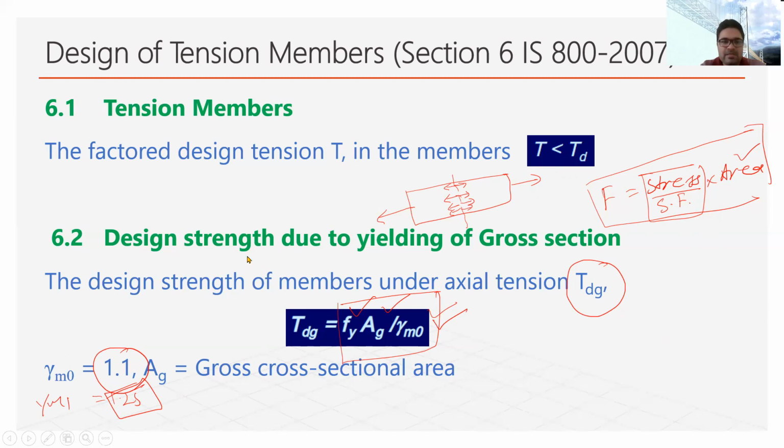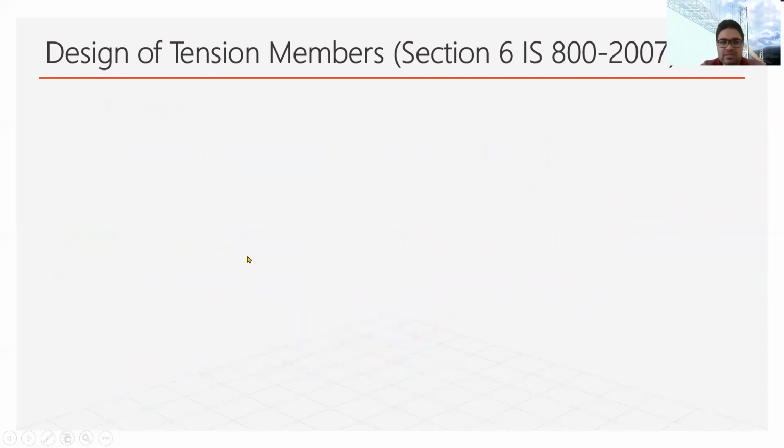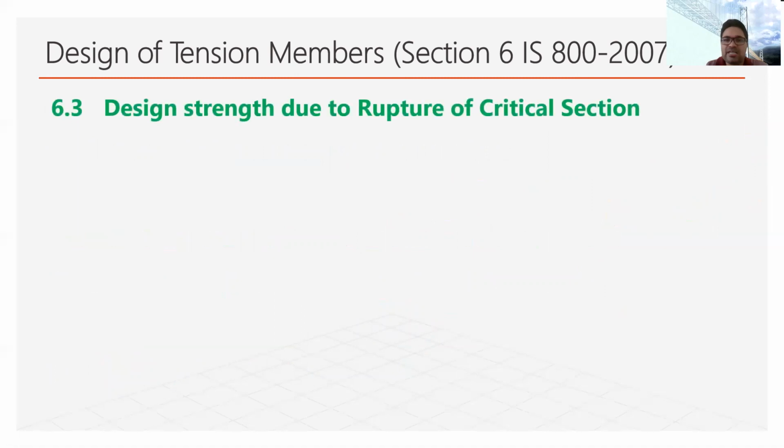Now coming to the next part, which is design strength due to rupture. Rupture of a section occurs when there are holes in the section. I have already explained this in the first part. When there are holes, we are supposed to calculate the net effective area, and based on that we find the strength.